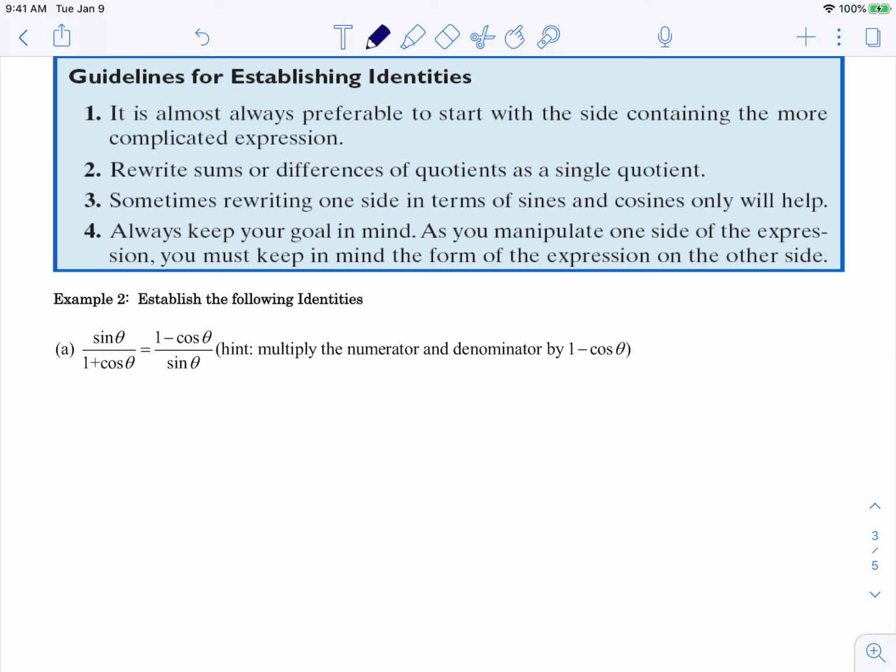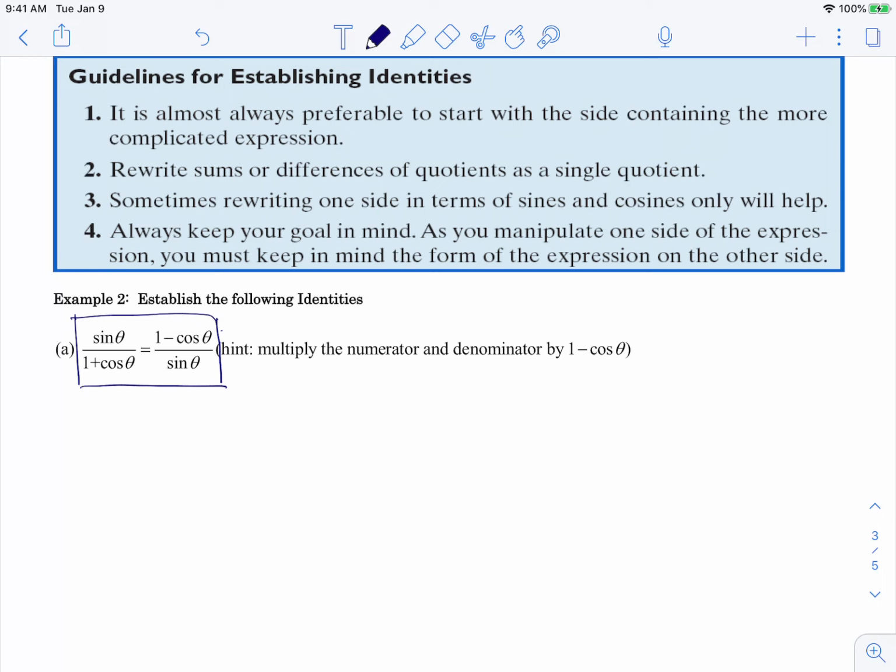You're given an identity, okay? So here is an identity. We know it's true, so you don't have to second guess that. This is a true statement. So if I put in pi over 3 into all those thetas, they both will equal each other. Your job as the student is to prove that these are equal.